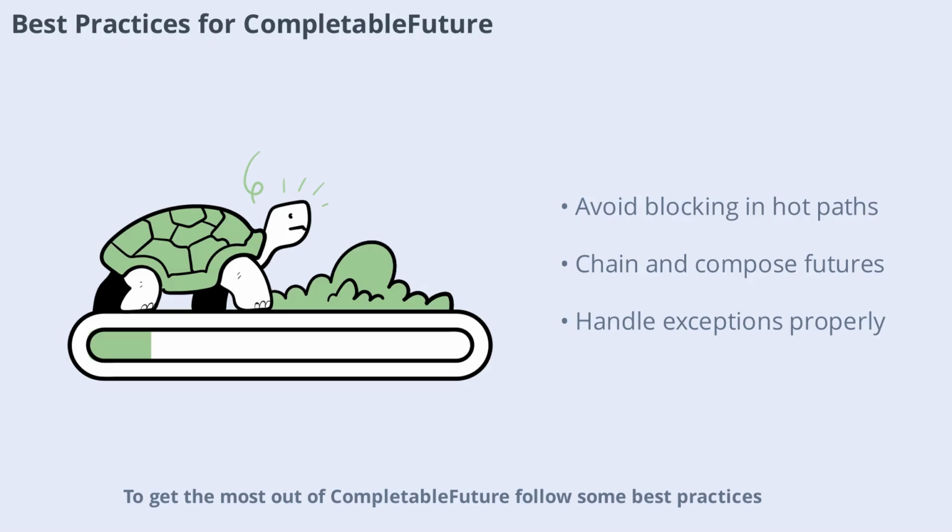Get the most out of CompletableFuture. Follow some best practices. Avoid blocking calls like get and join in performance-critical code. Prefer chaining and composing futures to keep your code non-blocking. Use custom executors for better control over threading. Always handle exceptions to prevent silent failures. And finally, stay updated with new Java features like virtual threads and structured concurrency for even more powerful concurrency models.